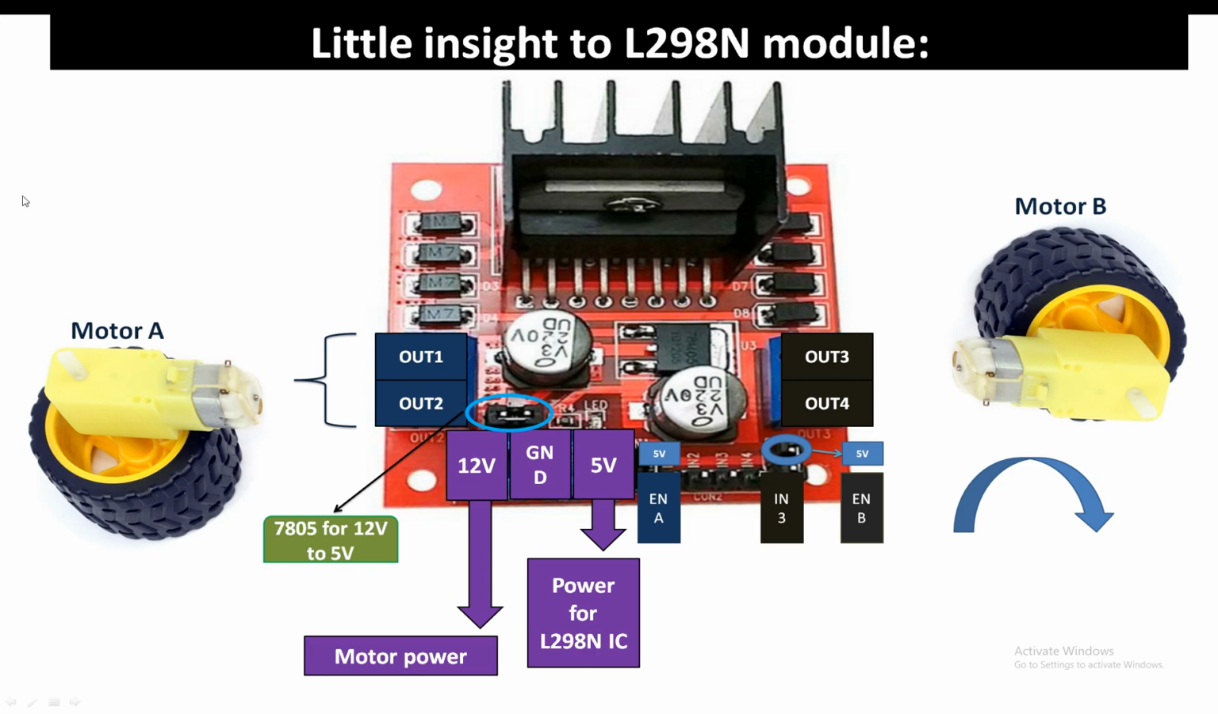But in our case, we are going to use a TT motor, a 4WD chassis. So this is fine. We are just going to use a jumper here, so 12 volt will be converted to 5 volt. That's all. So this is just like a normal 7805 regulator, as you can see as well. It is mentioned on the body.